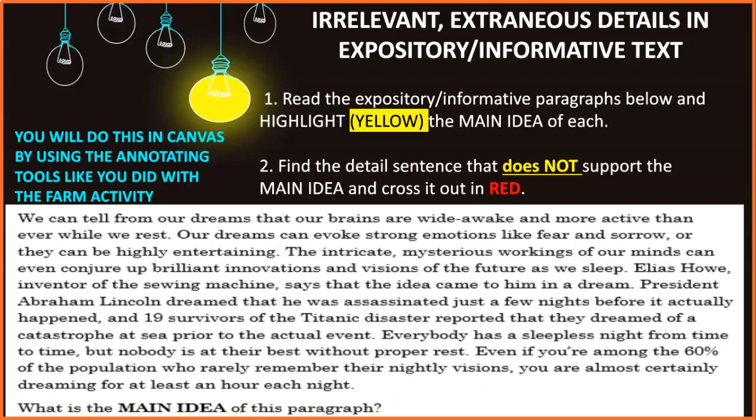Okay, so now it's time to log into Canvas. You're going to read the paragraphs. Highlight the main idea in yellow. Find the detail sentence that does not support the main idea and cross it out in red. It's time to practice. Go ahead and log in. When you're finished, turn your OneNote link into Canvas.